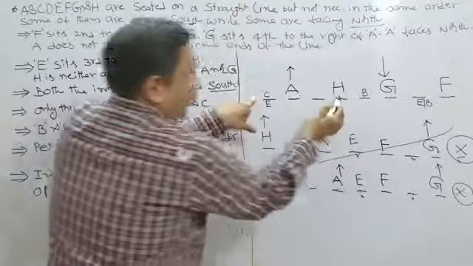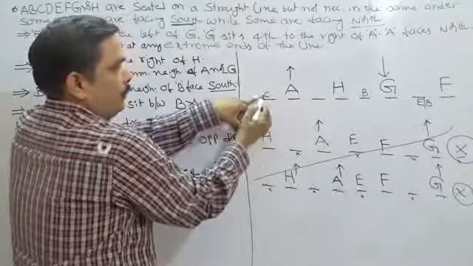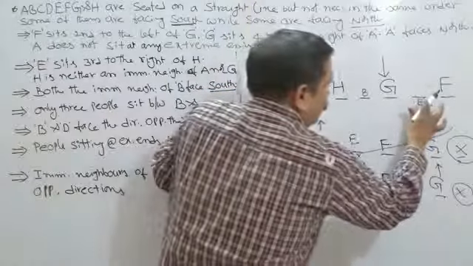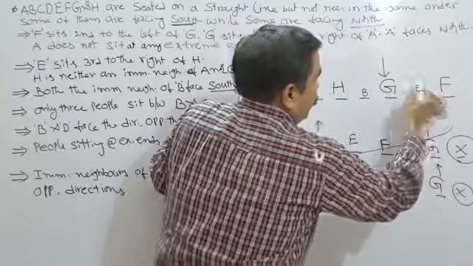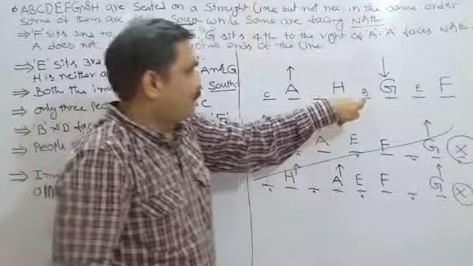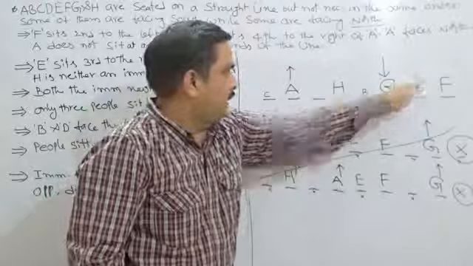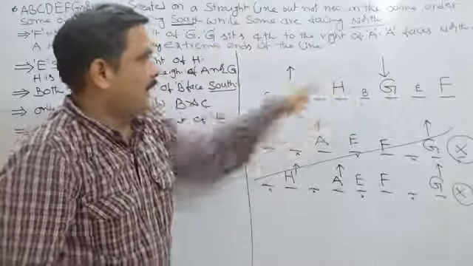If B is here, 1, 2, 3, C should be here. If C is here, this place should be given to E. It should be given to E, because when B is here, B cannot be here. This is E, with 3 places between B and C.